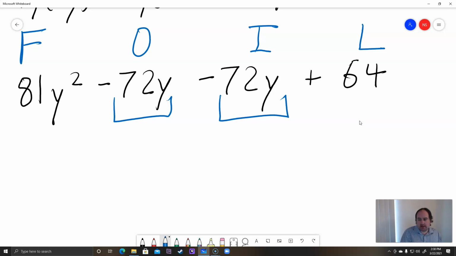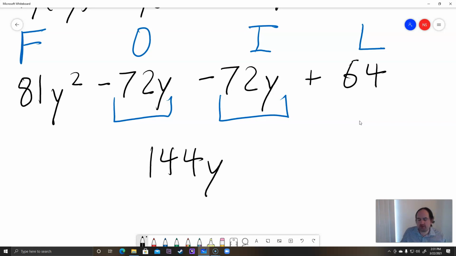Well, because they're both negative, we're going to be keeping the sign and adding. So 2 plus 2 is 4, and 7 plus 7 is 14. So I got 144, but it's negative because they're both negative. So here I have negative 144y.